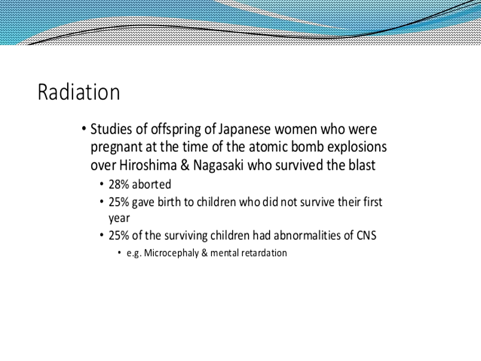Studies of offspring of Japanese women who were pregnant at the time of atomic bomb explosions over Hiroshima and Nagasaki, who survived the blast, have reported to have 28% abortions, 25% gave birth to children who did not survive their first year, 25% of the surviving children had abnormalities of CNS, for example microcephaly and mental retardation.